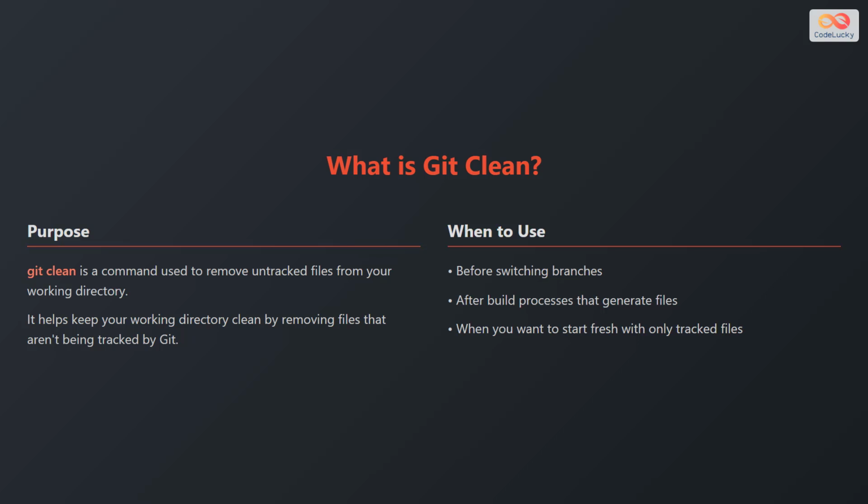So, what exactly is Git Clean? The Git Clean command is used to remove the untracked files from your working directory. This helps in maintaining a clean working directory by deleting the files that are not being tracked by Git. You might want to use this command before switching branches, after build processes that generate files, or simply when you want to start with only the tracked files.